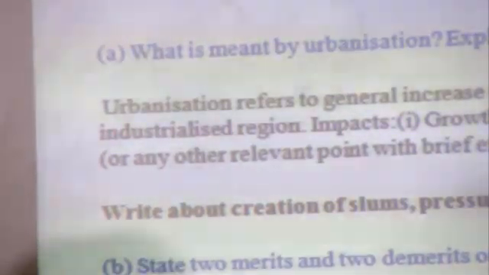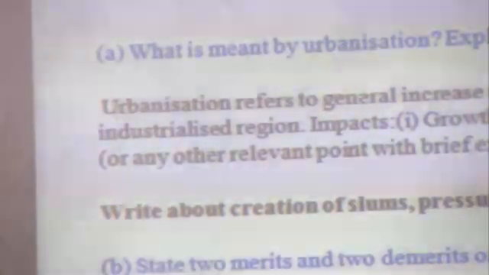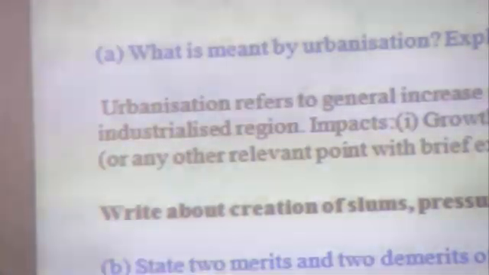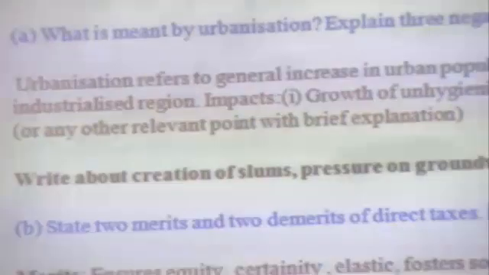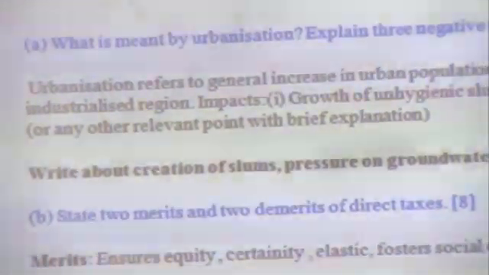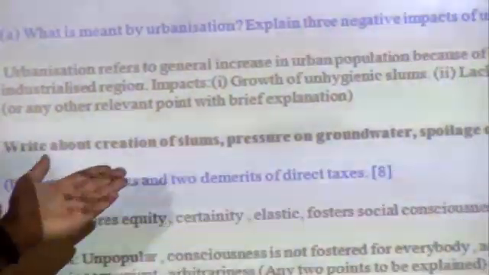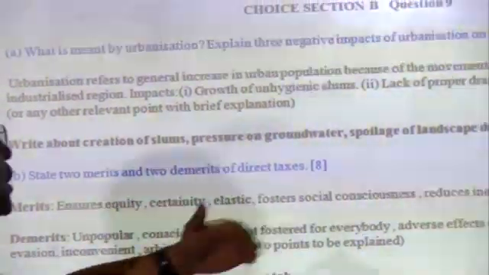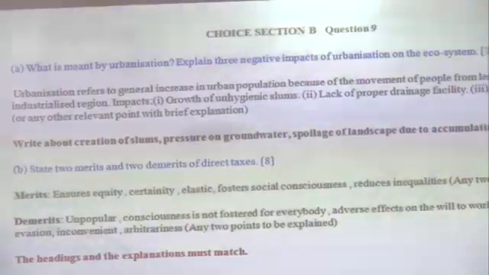Impacts: growth of unhygienic slums, proper drainage facility is not there, deterioration of the natural habitat. Any other relevant point, you have to explain it briefly. You can write about creation of slums, the pressure on the groundwater also, spoilage of the landscape due to accumulation of waste, etc.